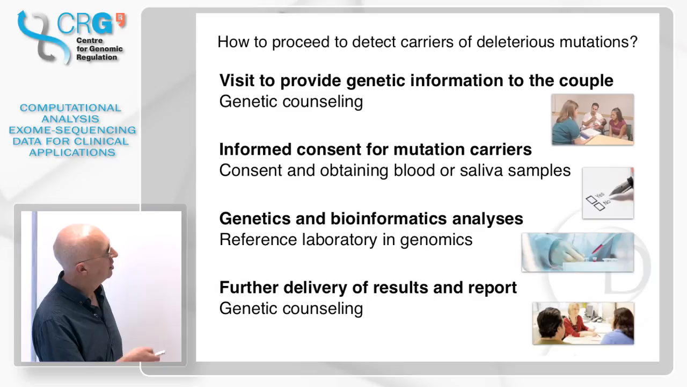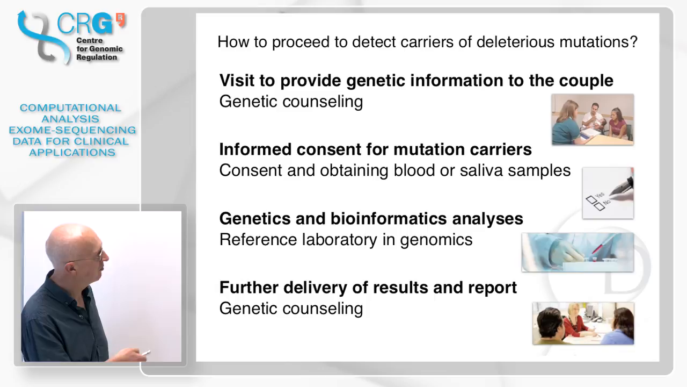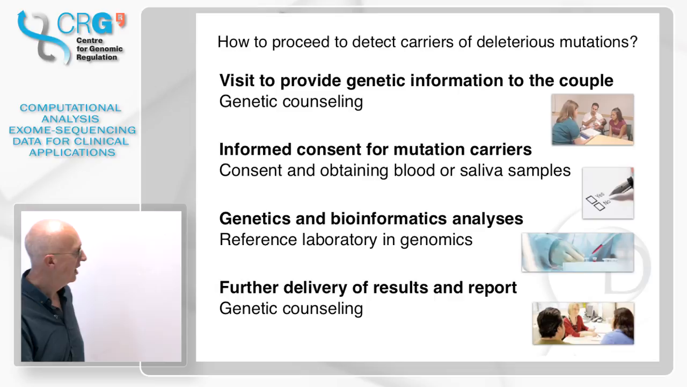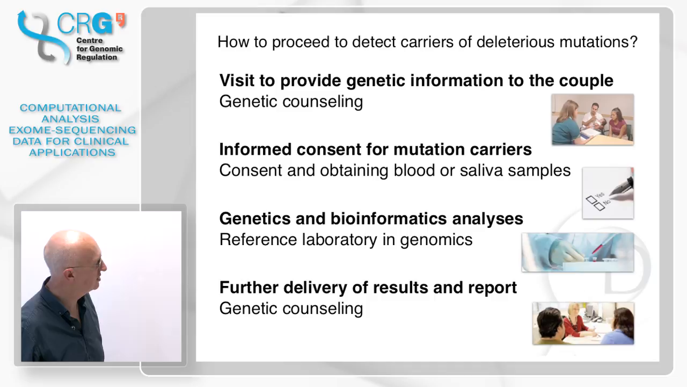So here, what is important is all the genetic counseling, the visit to provide genetic information to the couple. It's important to have the informed consent for the mutation carriers, to obtain DNA from blood or saliva. And then the bioinformatic analysis that is done in reference laboratories and genomics with a very good bioinformatics characterization. And then there is genetic counseling once we have the results and the report is delivered, so that the information is translated and all this is explained properly.